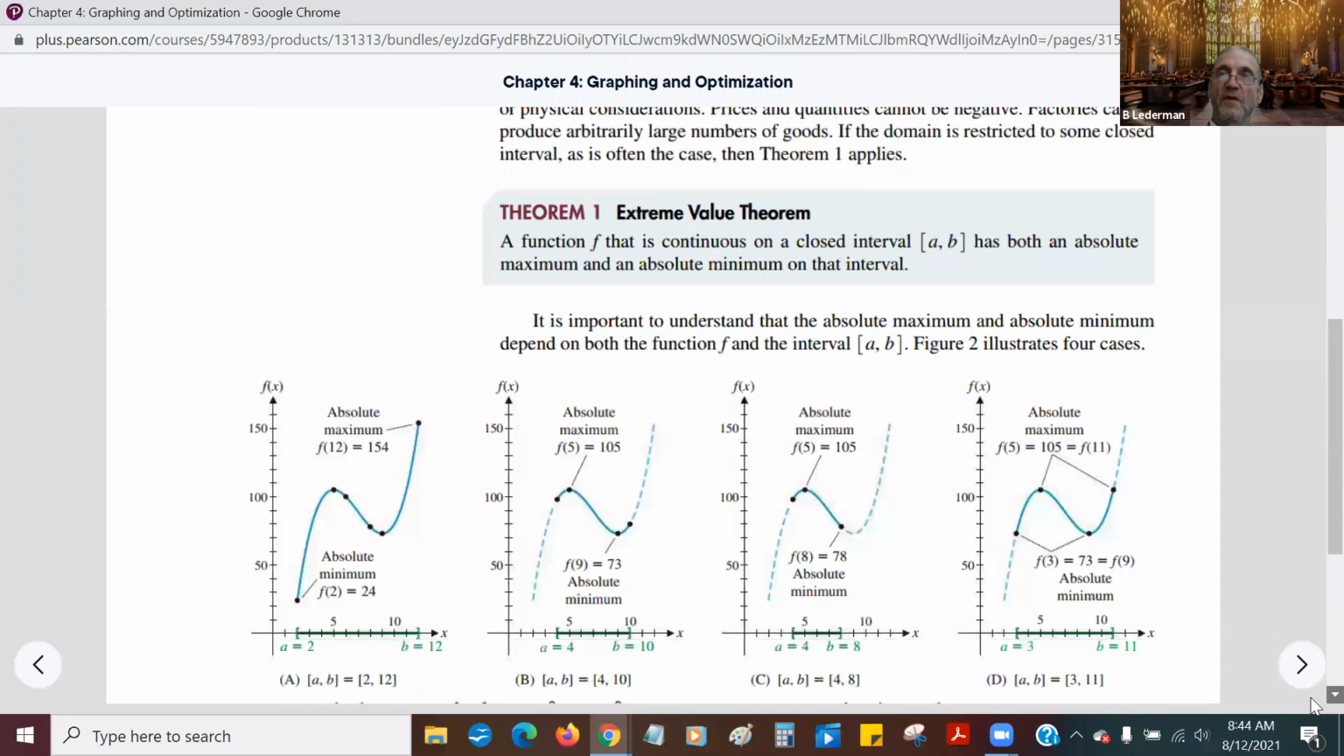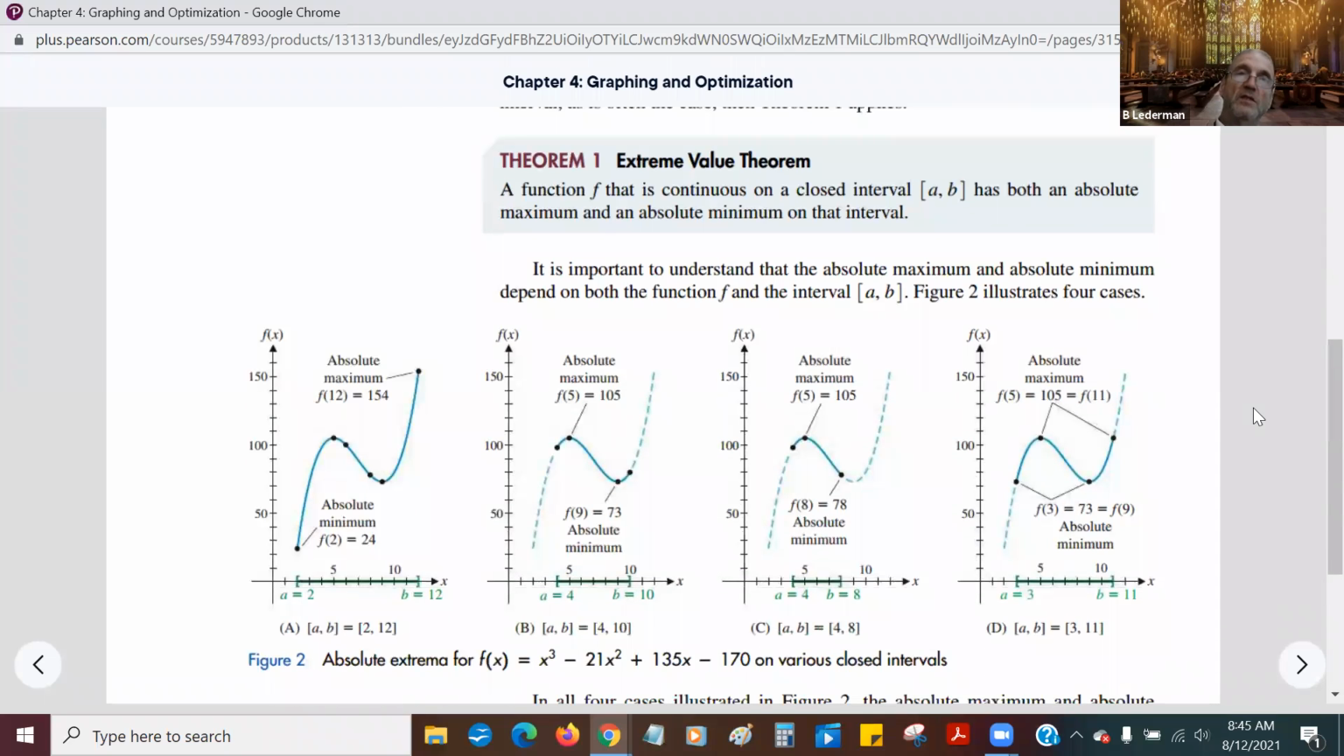Who doesn't want extreme value? Let me get my picture out of the way. It's blocking traffic.